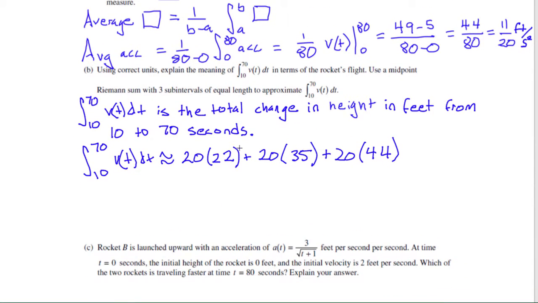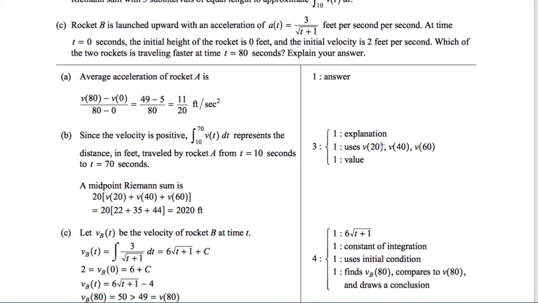And of course, you can pull out the 20, so that's the same thing as saying 20 times the quantity of 22 plus 35 plus 44. You could have written this as your first step and you would have gotten full points. You need to somehow show the work though. If you don't show the work, then you're not getting that point, because if you look at the solution guide, you have to actually use V of 20, V of 40, and V of 60.